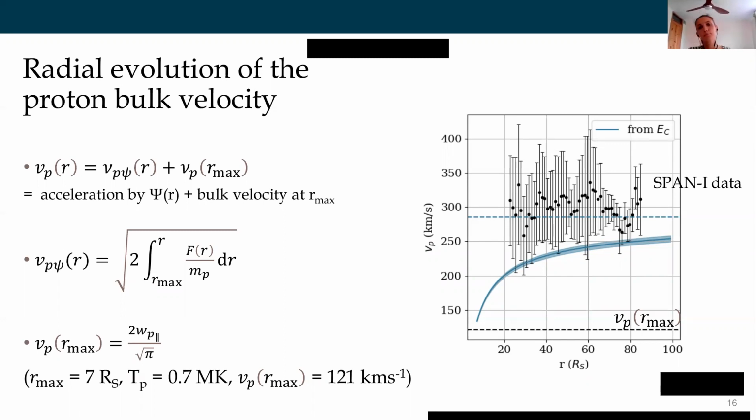And so we see that we get velocities on the order of 200 or 250 kilometers per second, which is a bit more than half of the solar wind velocity observed by Parker Solar Probe. So I think if the sunward deficit actually is the remnant of this exospheric cutoff, this would be a very good result.